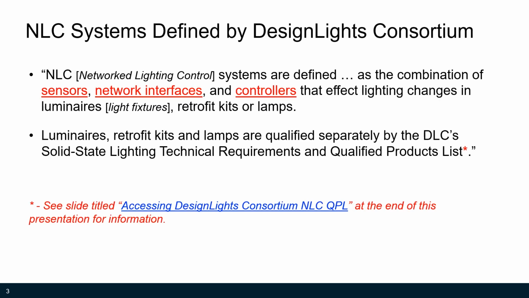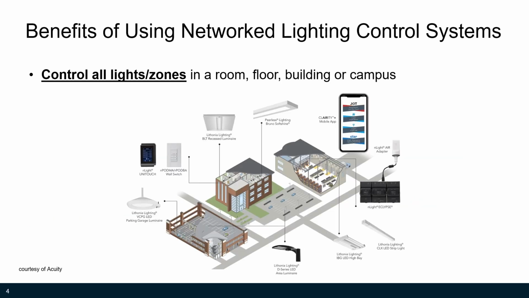So as defined by the DesignLights Consortium, network lighting controls are the combination of sensors, network interfaces, and controllers, and those make changes in light fixtures. At the end of the presentation, we'll have a slide which will show you how to get access to the qualified products list, and a separate video will actually give you a demonstration of how the qualified products list works and how beneficial of a tool that is.